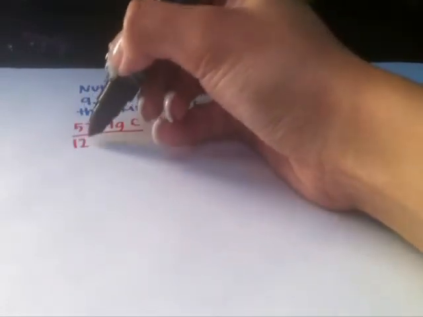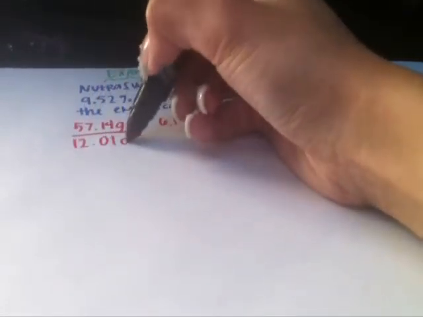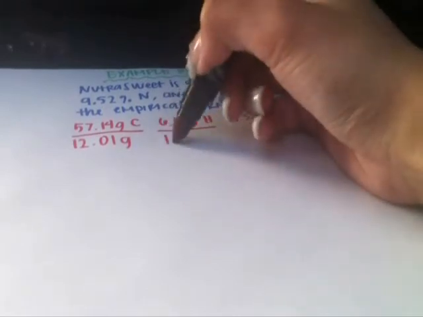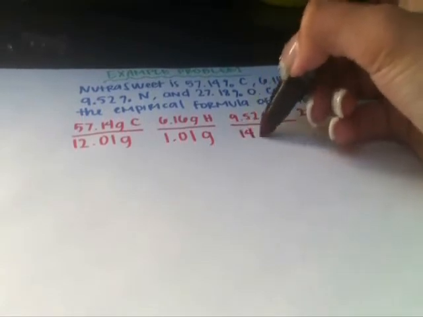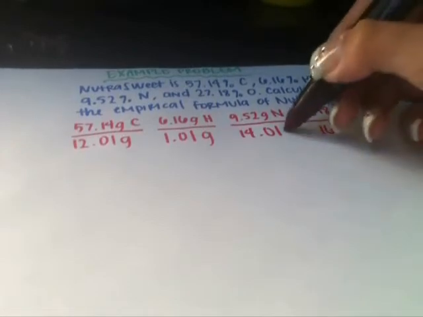So now we are ready to convert the grams to moles. And to convert grams to moles, we are to divide each by its molar mass, which is found in the periodic table. So for carbon, the molar mass is 12.01, hydrogen is 1.01, nitrogen is 14.01, and oxygen is 16. And we just plug that in the calculator.